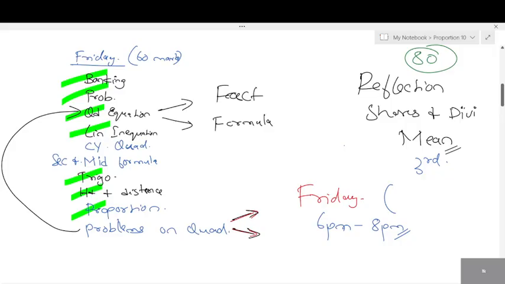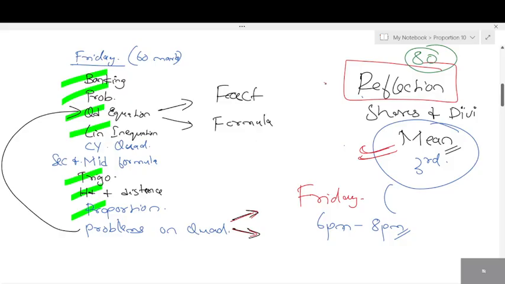Heights and distance, proportion. Fine. So right hand side: reflection, shares and dividend, mean. In that, which one will you feel is easy? Mean or shares and dividend? Which chapter? Mean chapter? Oh, what is the shares and dividend? Mean. Okay. Next week we'll cover students. Mean, reflection is important. Reflection is easy.